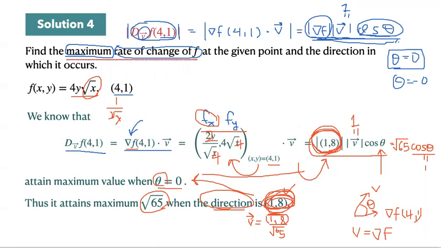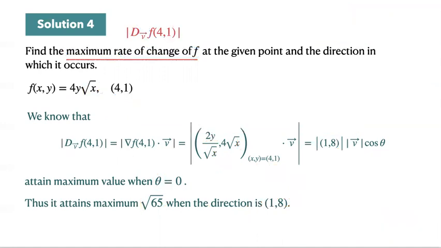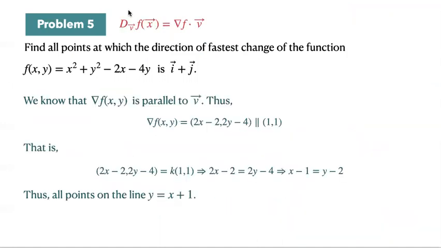So, okay, we solved this problem. And let's think about another problem. Okay, in problem 5, we want to find all points at which the direction of fastest change of the function is the 1,1 direction. It means that we also find the maximum of this.